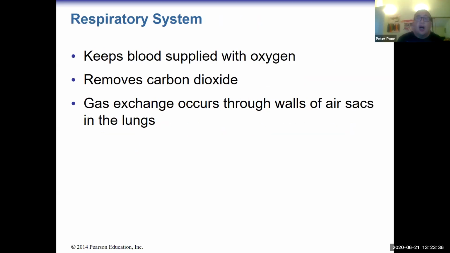The next thing, the respiratory system. The respiratory system keeps the blood supplied with oxygen. We breathe in oxygen, we breathe out carbon dioxide. This occurs in the lungs.